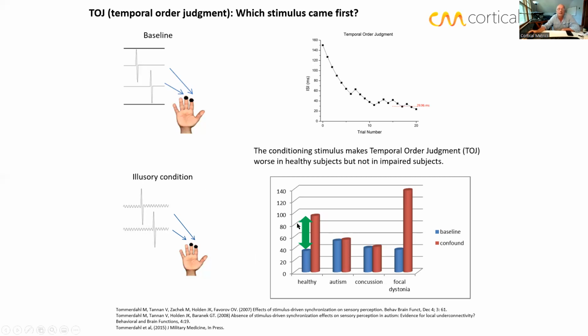Let's look at some other situations. One is autism, where TOJ is worse to start with, but TOJc doesn't get any higher, or the confound doesn't make them any worse. Kids with concussion. These were student athletes. TOJ is about the same or a little higher, but then the connectivity score is going to be pretty bad for these guys because that confound doesn't make them worse.